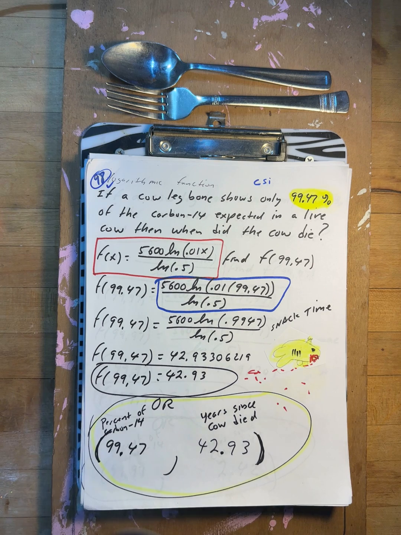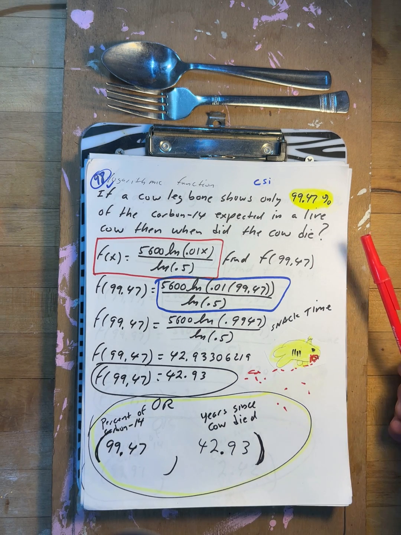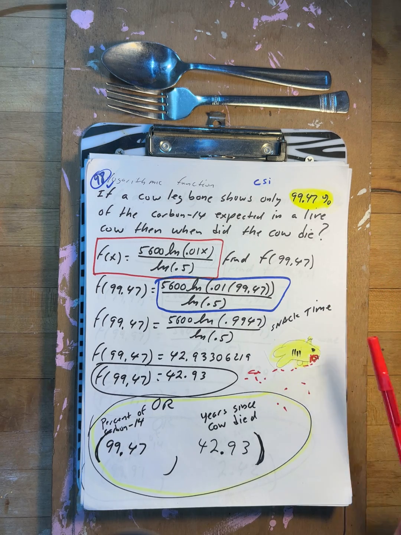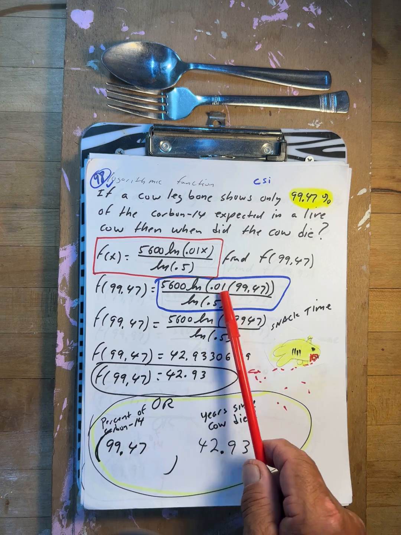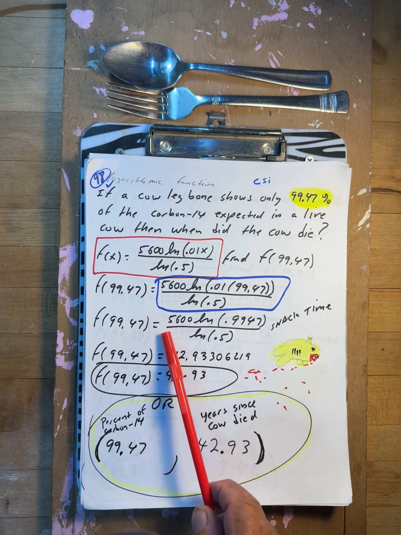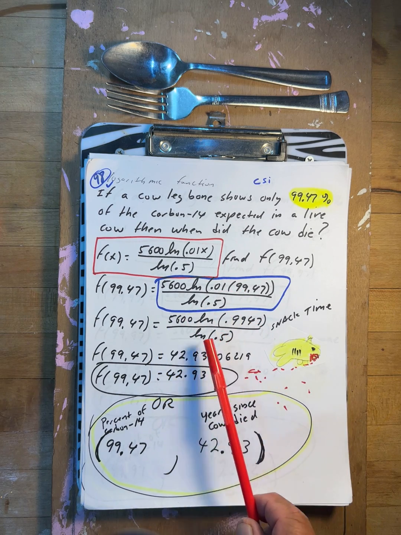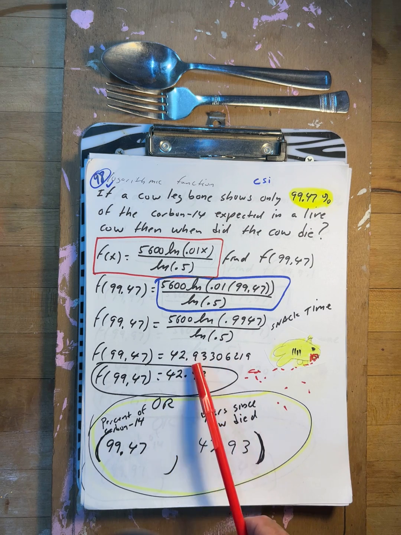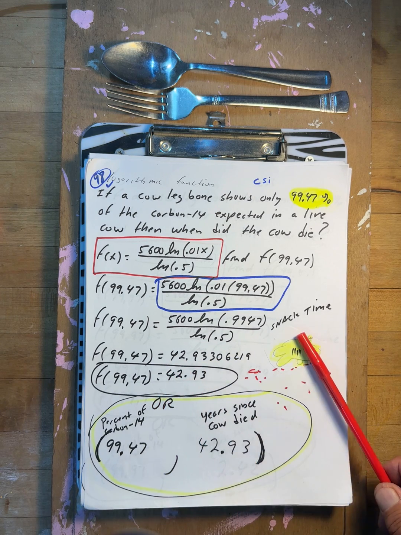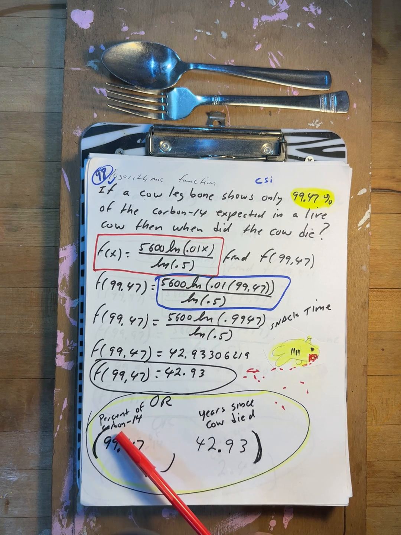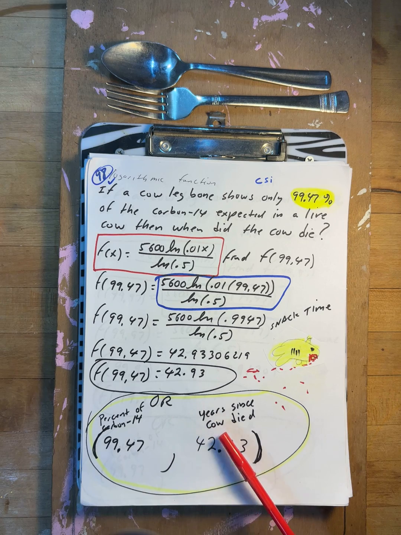If a leg bone shows 99.47% of carbon-14 expected in a live cow, then when did the cow die? All right. Again, 99.47, put it in the formula right there. Multiply this out, and then I'm going to do all this at one time in the calculator. Gives me this, which is going to be rounded to 42.93. So if the percent of carbon-14 is 99.47, then it's been 42.93 years since the cow died.